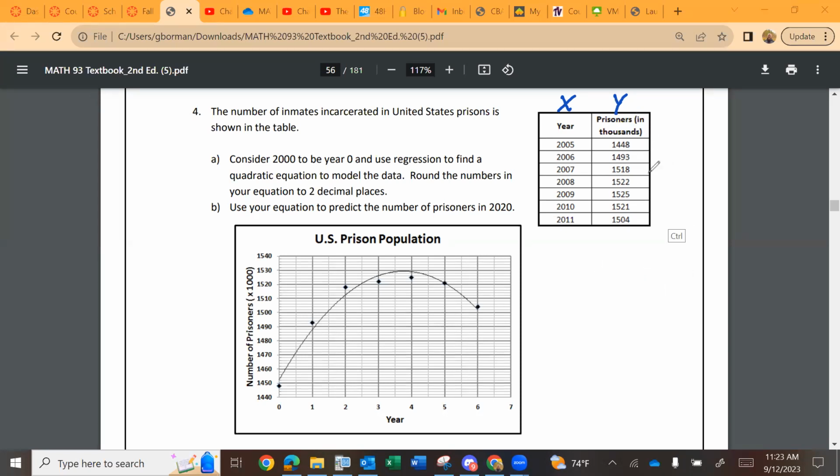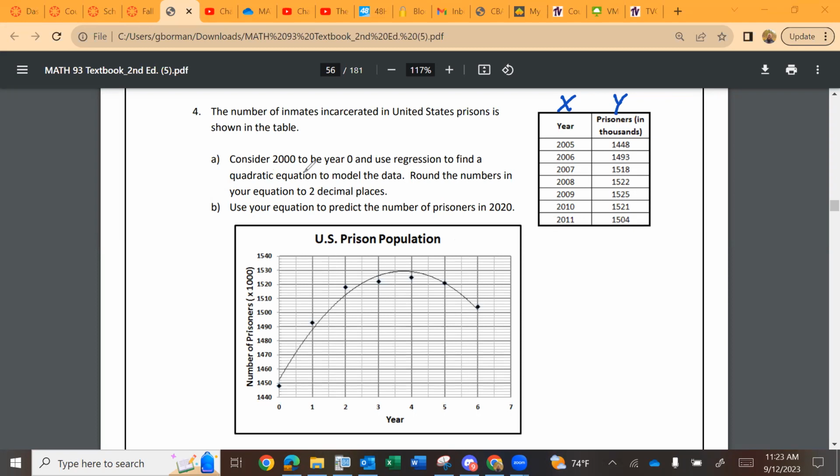So basically, if you want to know the actual number, you would multiply each of these numbers by 1,000. So the first one would be 1,448,000 approximately. You're not going to have to worry about that too much in this problem, but I did want to point that out.